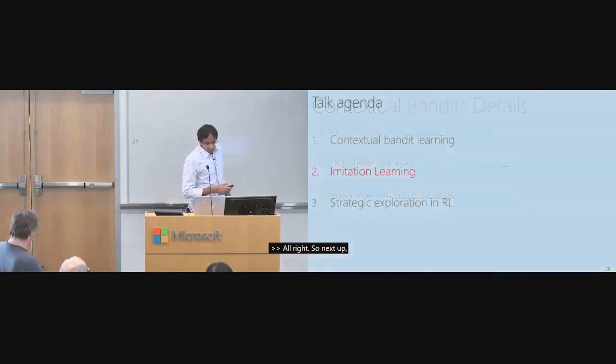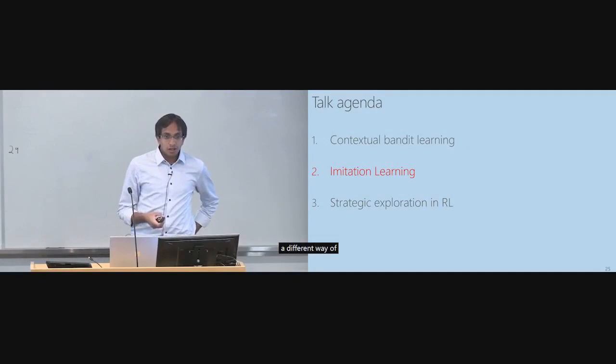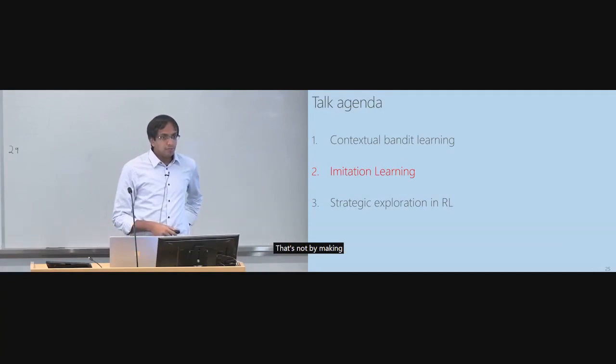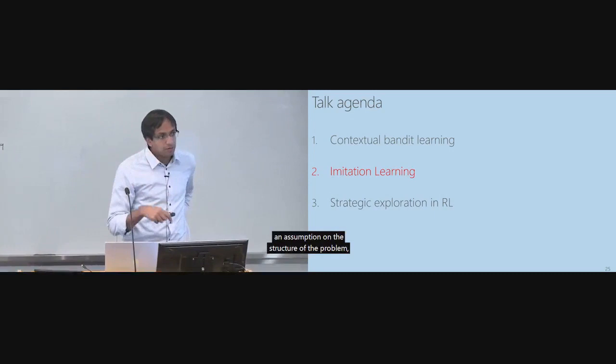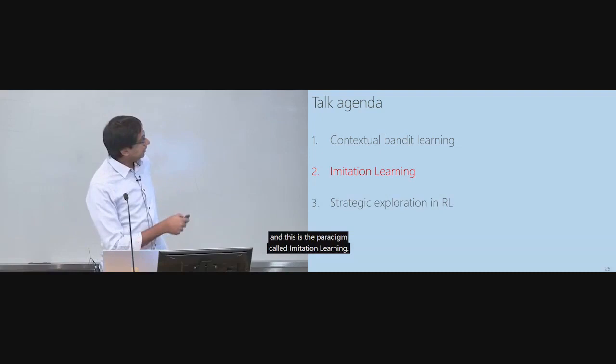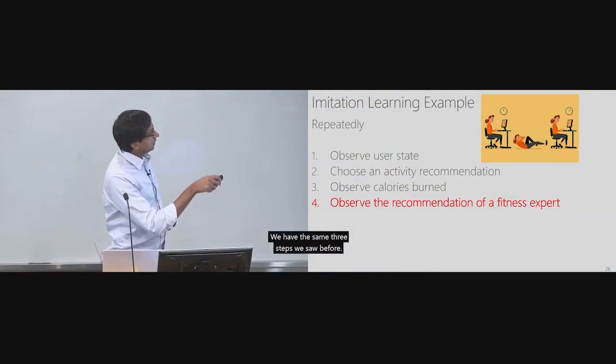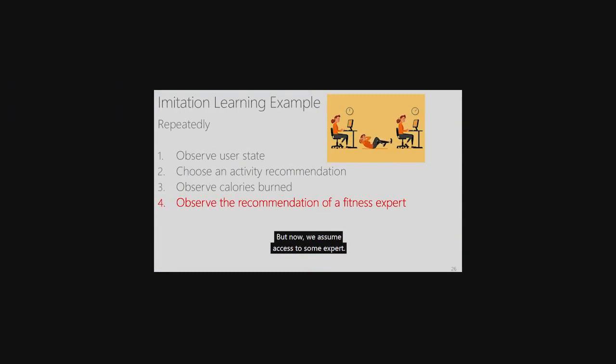All right, so next up, I'm going to talk to you about a different way of simplifying the complexity of reinforcement learning. And that's not by making an assumption on the structure of the problem, but by making an assumption about the type of data that we have access to, and this is the paradigm called imitation learning. So let's go back to our running example. We have the same three steps we saw before, but now we assume access to some sort of an expert.